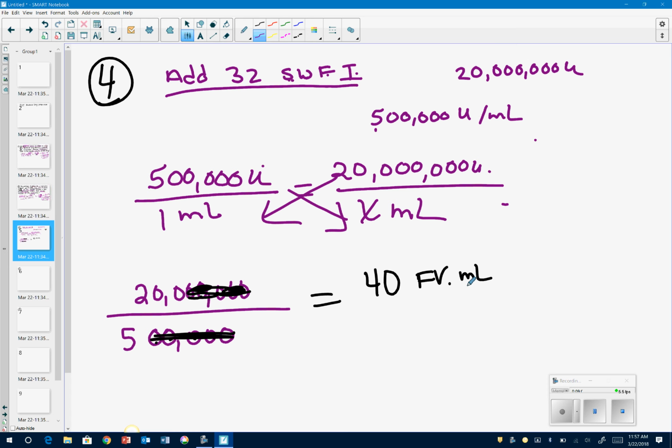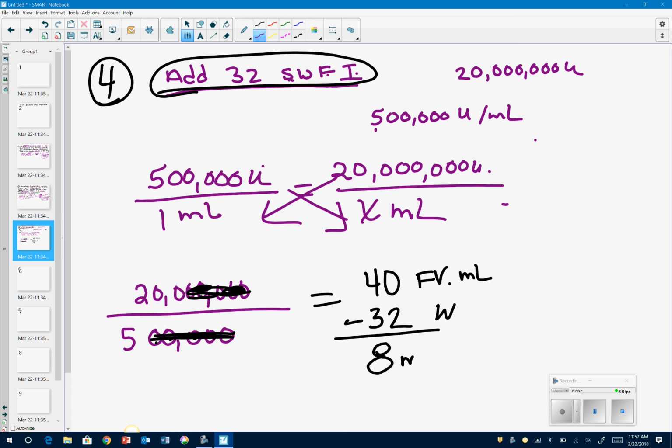Okay. So then we know we're going to add 32 to it. So we want the powder volume, so we're going to subtract that. So subtract your 32 for your water. I'll just put W for water. And your answer would be 8 milliliters of your powder volume.